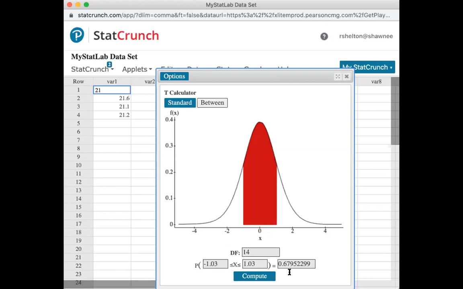If that's our sample, that we got a t of negative 1.03. So this was our sample right here. What's the probability we got something more extreme than that? And you have to include either tail. So more extreme than plus 1.03 or more extreme than minus 1.03. And the answer is 1 minus this probability. And this thing's showing us the probability between. So the p-value is 0.3205. Go back to the problem.